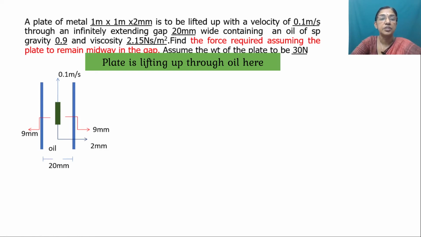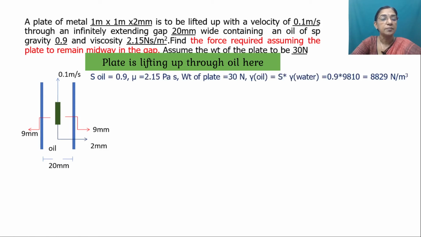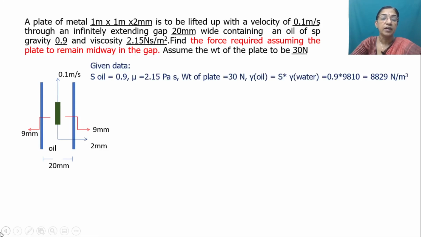and convert that into proper units. So in this problem, specific gravity is given, and what we require is specific weight. The specific weight of this oil can be calculated as the specific gravity of the oil multiplied with the specific weight of water. So the value you obtain is 8829 Newton per meter cube.